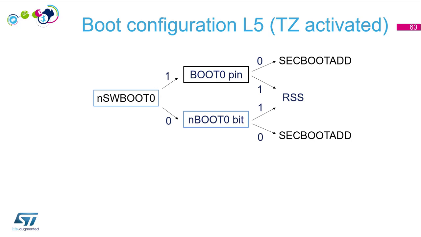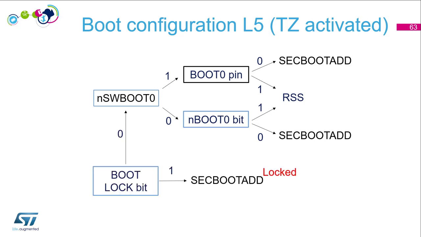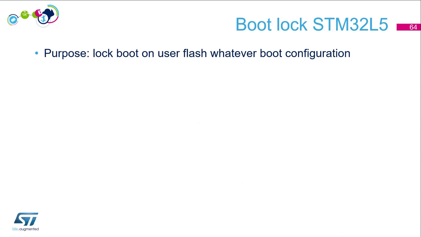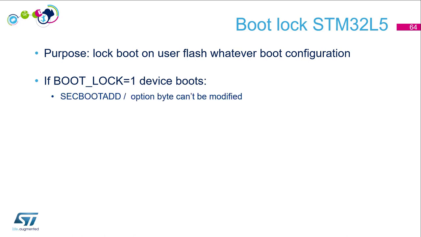The additional mechanism is similar to the G0, G4. There is a boot lock bit, and if it's 1, we boot to the SECBOOTADD. And this option byte is locked. That means you can't modify this SECBOOTADD, so you have to set it before activating the boot lock bit. The purpose is the same: lock boot on user flash, whatever the boot configuration. If boot lock is set to 1, the SECBOOTADD option byte can't be modified, and the device will boot on the SECBOOTADD for sure.